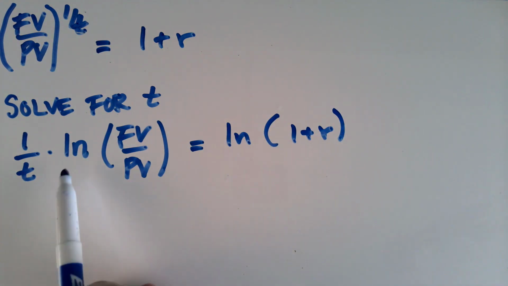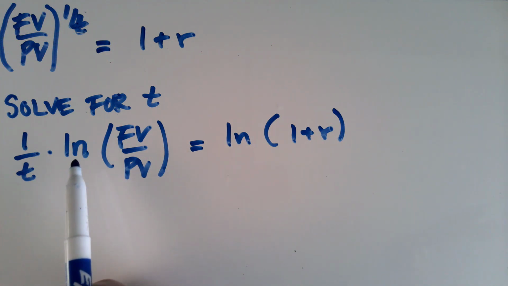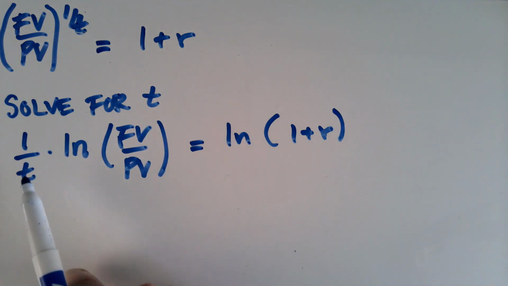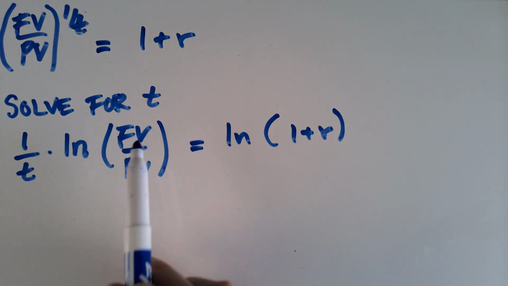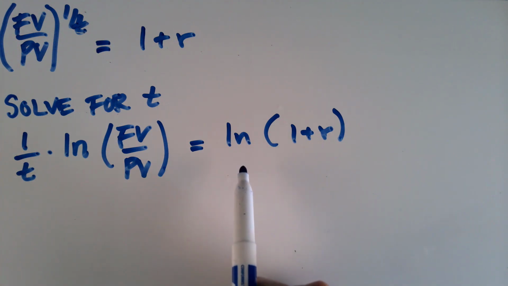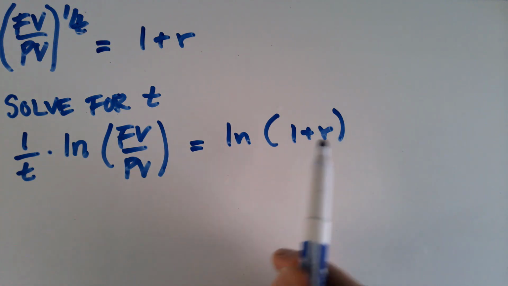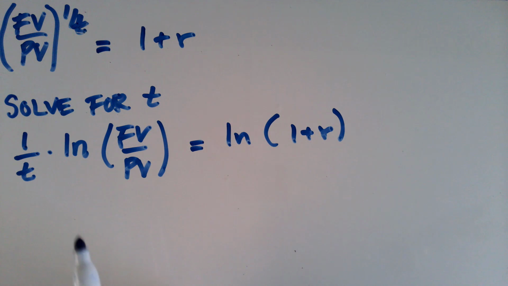That ln means natural log. And when I do that, it brings that exponent down, and it becomes multiplied times the natural log of the base that that exponent used to be on. But of course, it's algebra, so I have to do the same thing to both sides. And so I've got the natural log of 1 plus r over here. Now, I've got t on the bottom here, and I would like it by itself. And so the first thing I'm going to do is multiply both sides times t, and then we'll go from there.